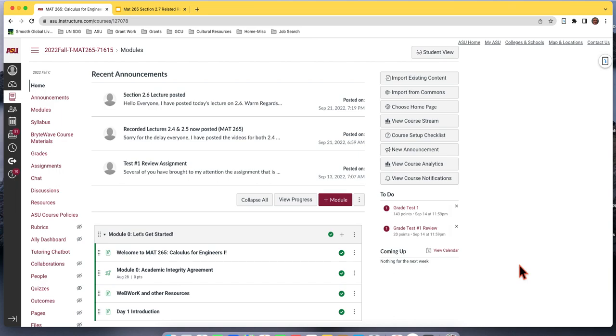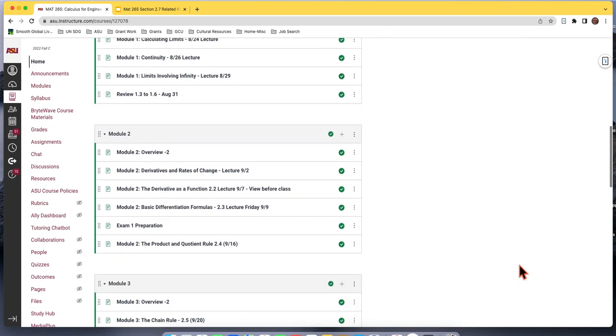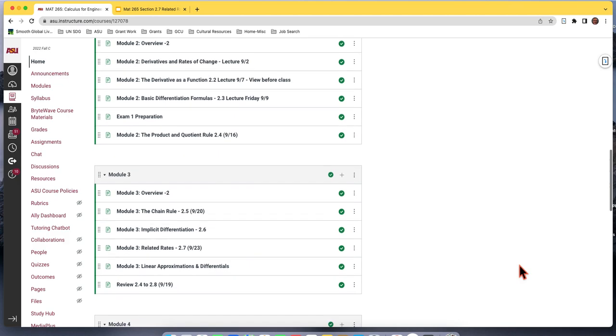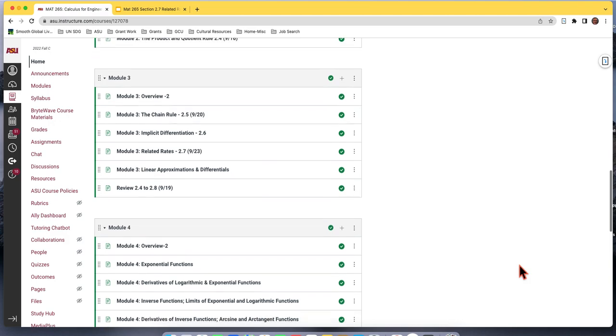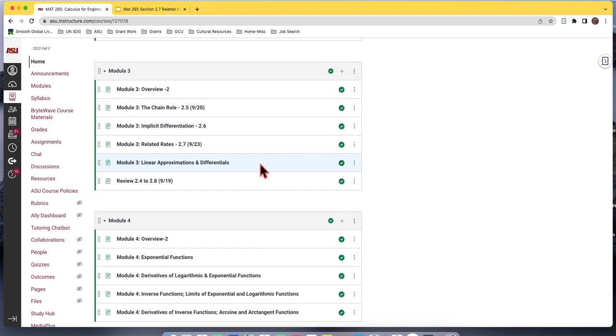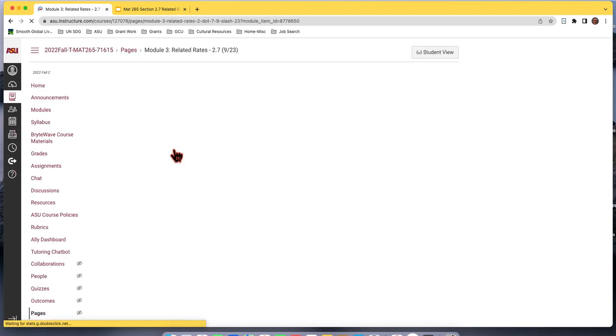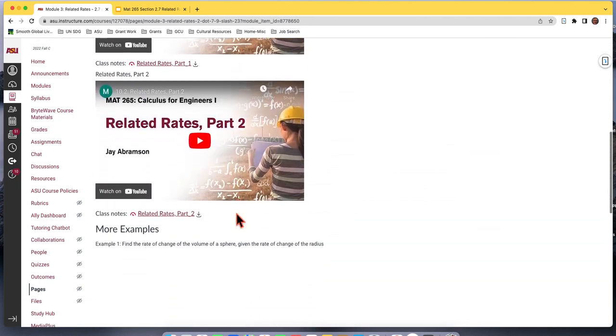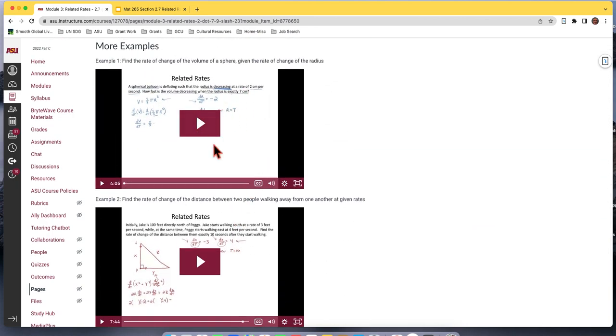Okay, so the other thing I want to highlight, because sometimes I forget about these things too, is that the Canvas shell is from an online course, so there are a lot of videos in here. Where are we? Here we are, 2.7, that's what we're going to do today. I was going to do one other example on a sphere, but when I got looking in here, there's a really good example right here.